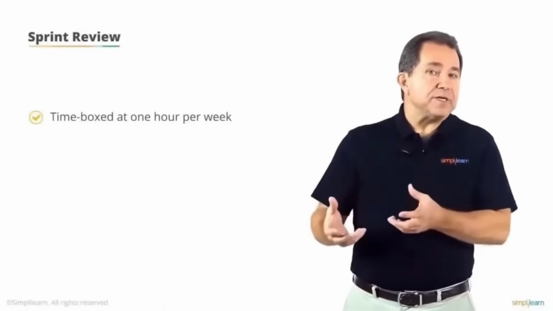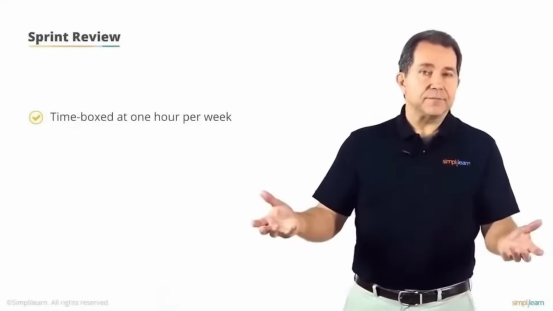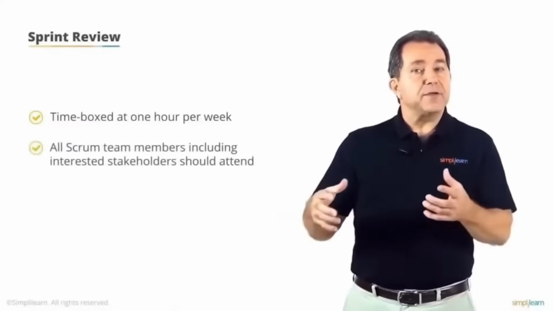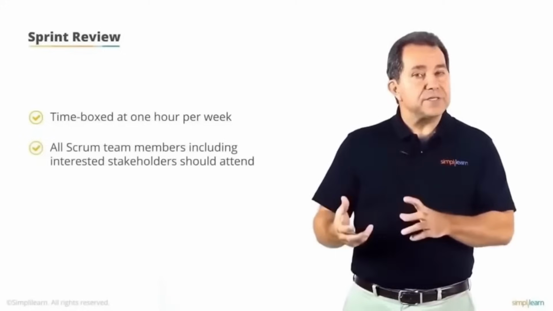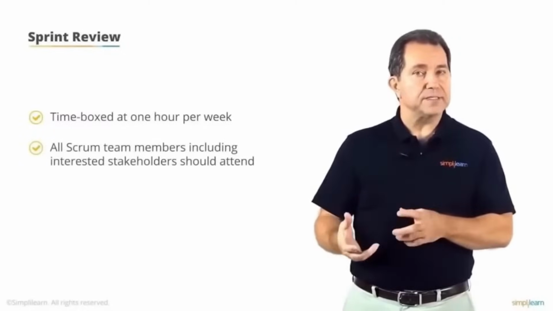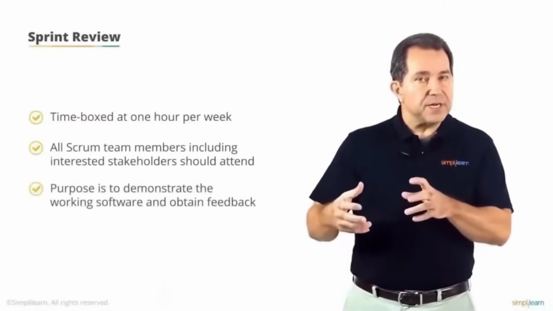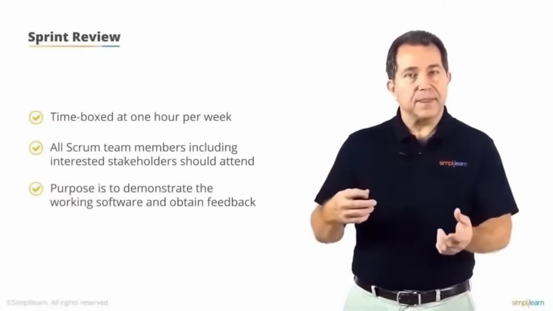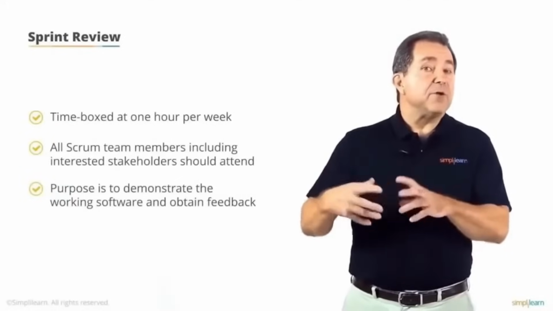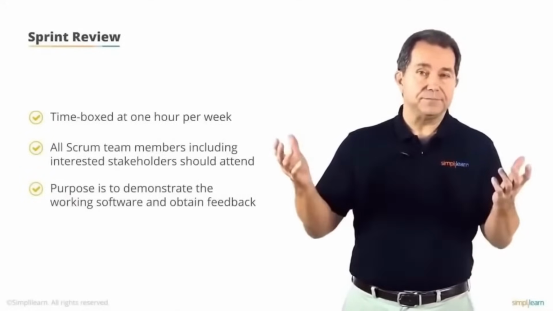So if the sprint were 4 weeks in duration, the sprint review meeting would be 4 hours. It should be attended by the complete Scrum team, including all roles, plus any other stakeholders who are interested in project success. The purpose of the review is to demonstrate working software and obtain and assess feedback. Feedback may range from full acceptance of the completed software to complete rejection.